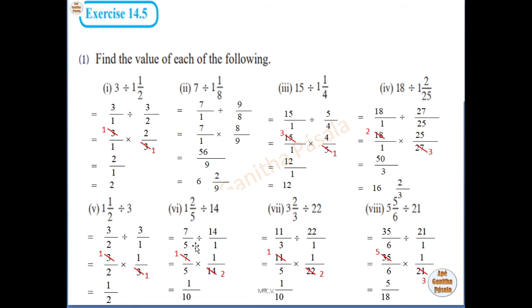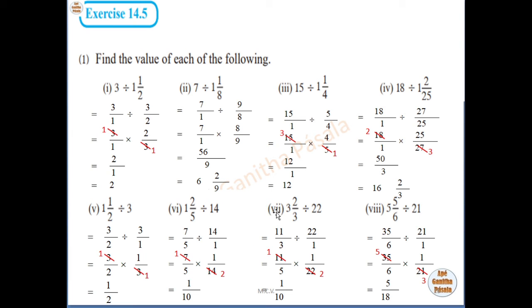7 and 14 are divisible by 7. 7 divided by 7, 1. 14 divided by 7, 2. After simplifying numerators and denominators, just multiply numerators together and denominators together. 1 into 1, 1. 5 into 2, 10.